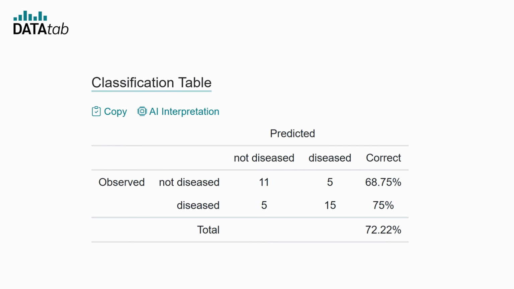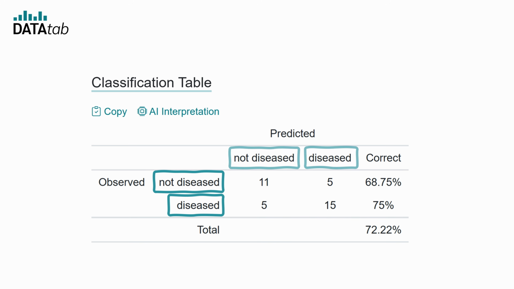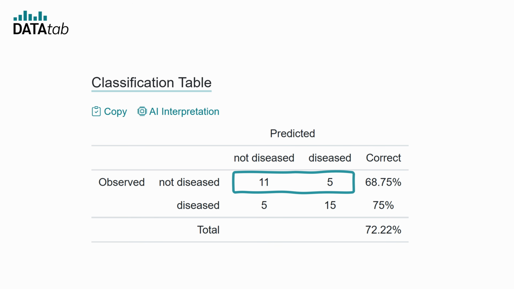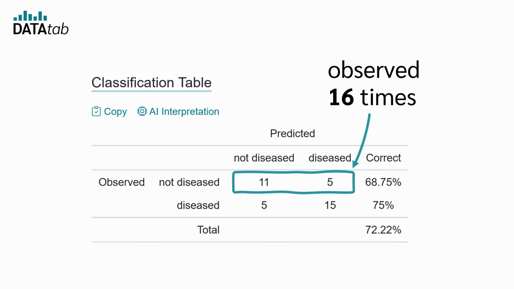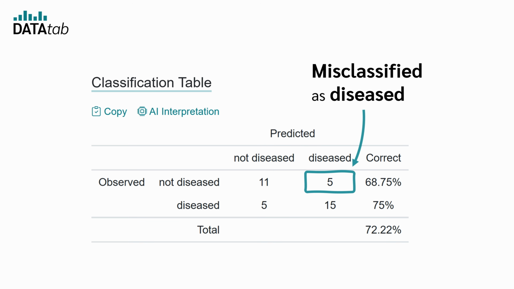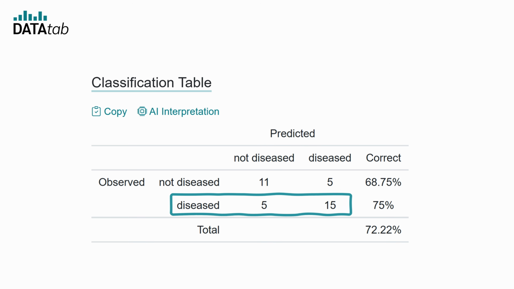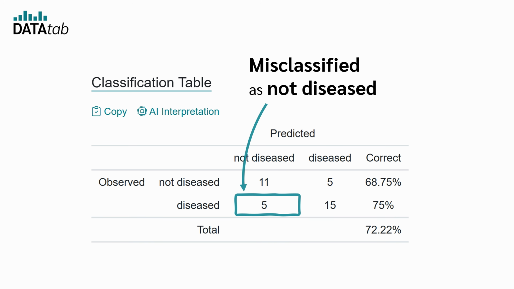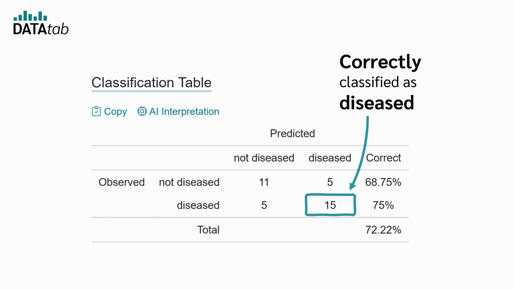This table shows how often the categories not diseased and diseased were observed and how frequently they were predicted. In total, not diseased was observed 16 times. Among these 16 individuals, the regression model correctly classified 11 as not diseased, while misclassifying 5 as diseased. Of the 20 diseased individuals, the regression model misclassified 5 as not diseased and correctly classified 15 as diseased.